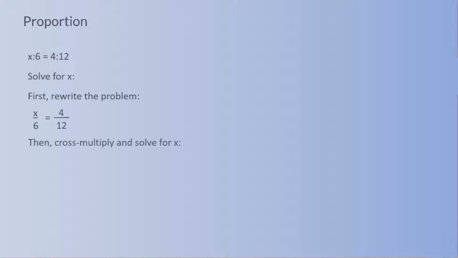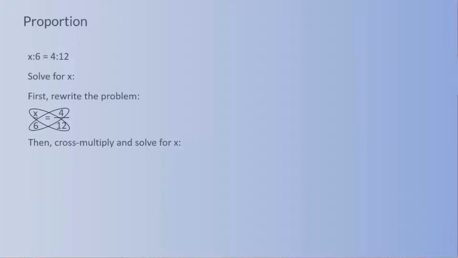Let's have an example. In this proportion, try to solve for x. Pause the video and solve the problem. Okay, so let's check if you got the right answer. In order for us to solve it properly, first, we are going to rewrite the problem as a fraction. So that's going to be x over 6 equal to 4 over 12. Then cross multiply and solve for x.